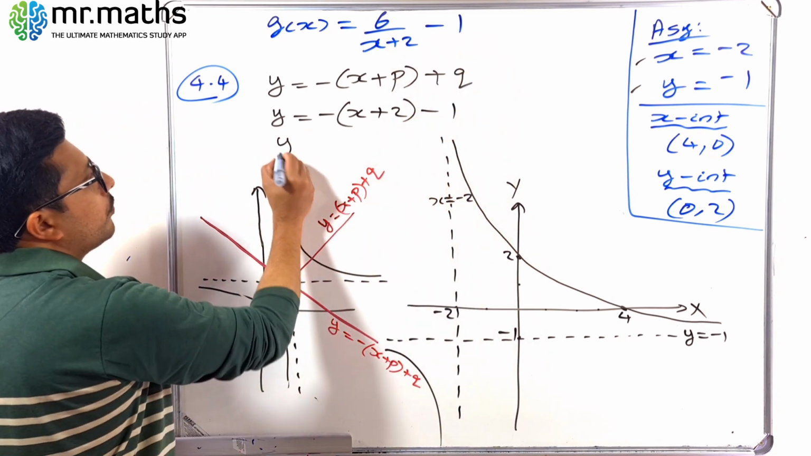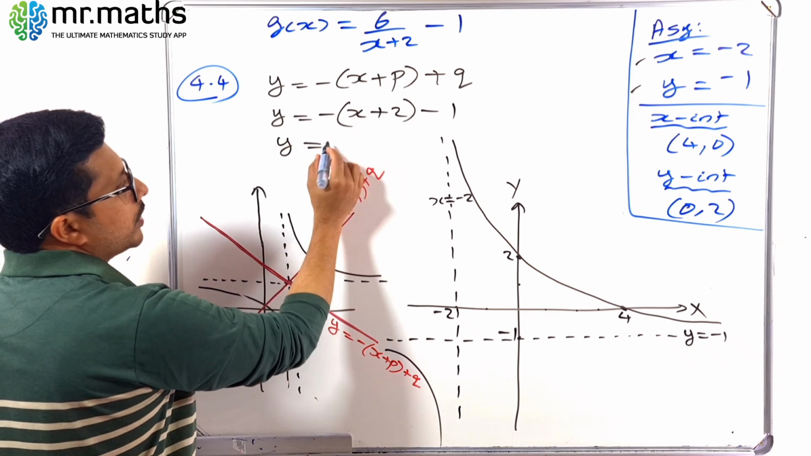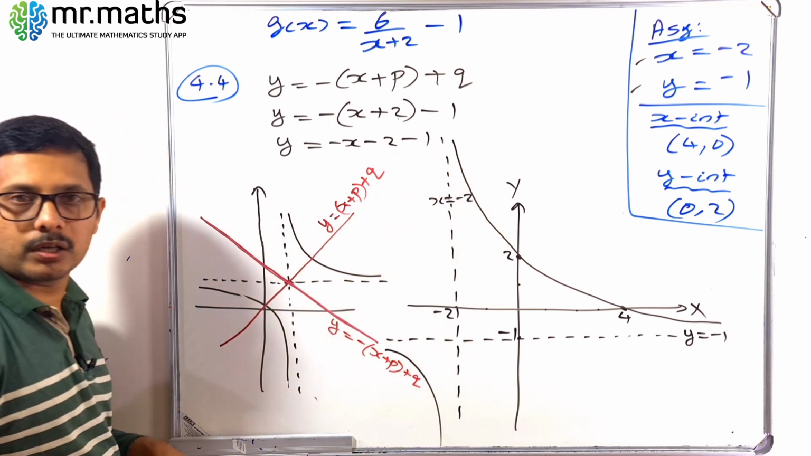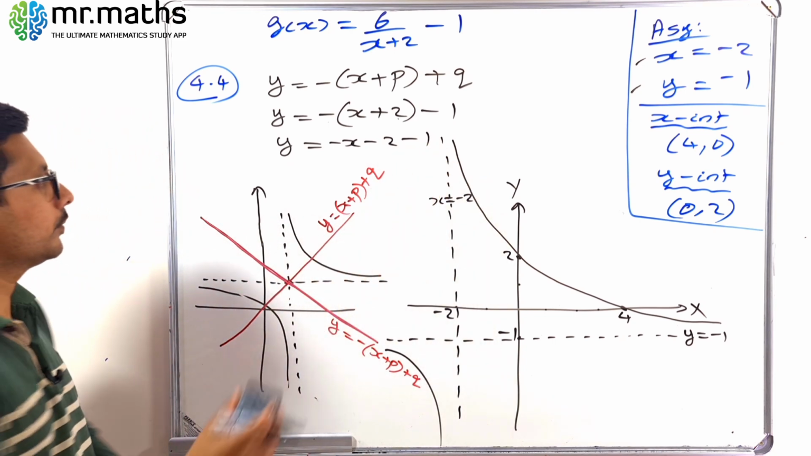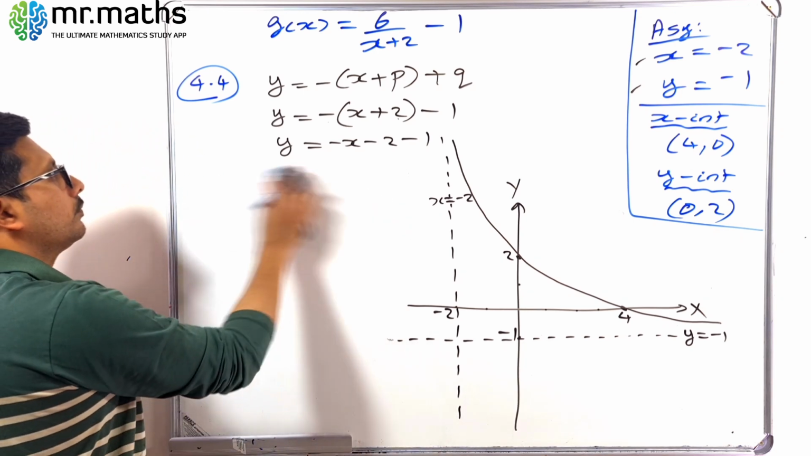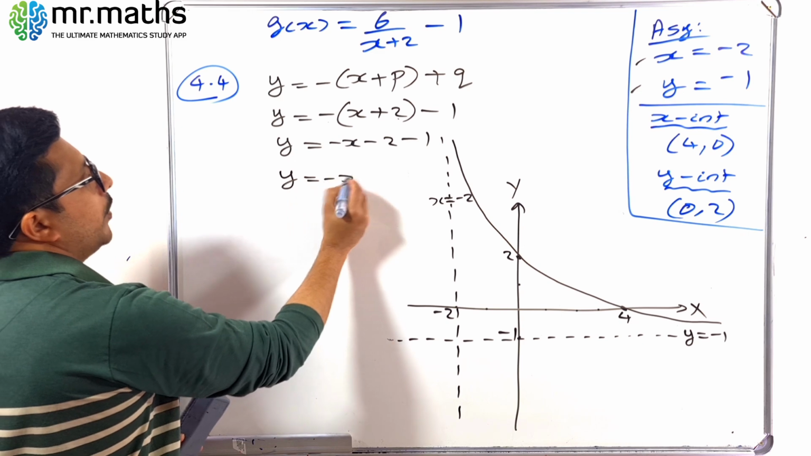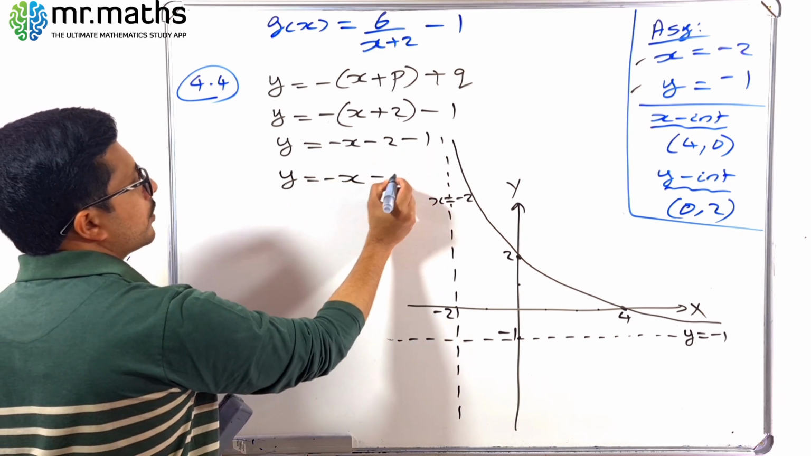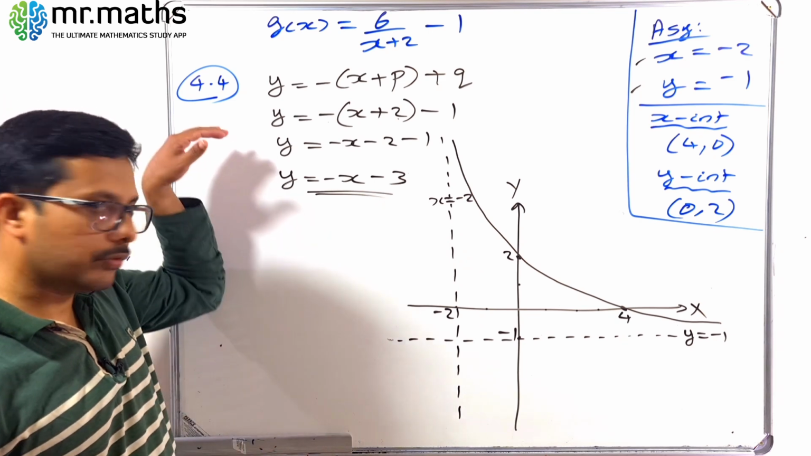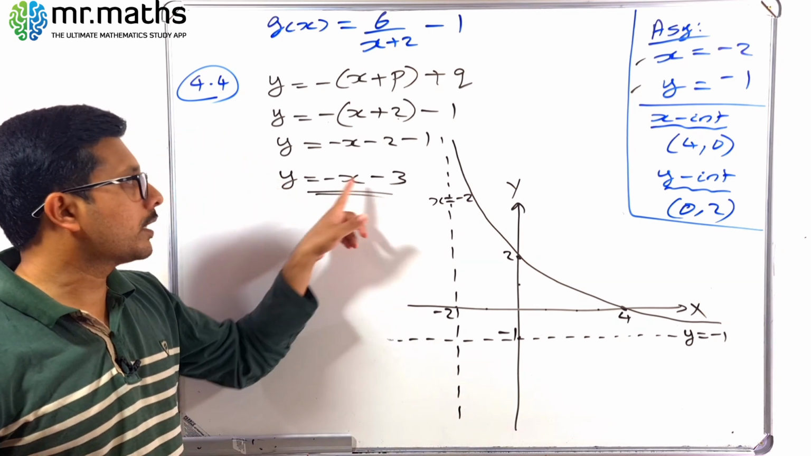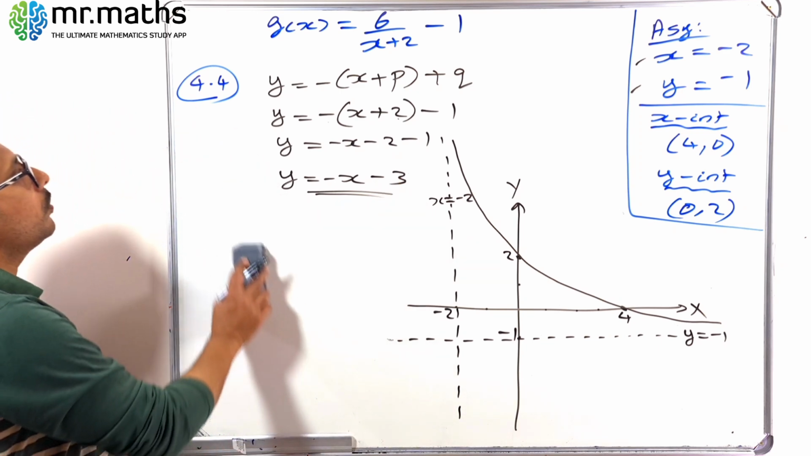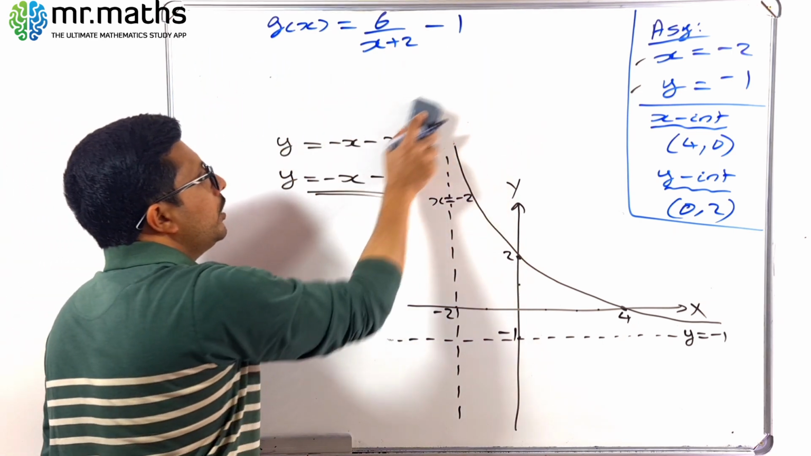Now first we can expand the bracket. Minus into x is minus x, minus into 2 is minus 2, then minus 1. So what is the final answer? y equals minus x, minus 2 minus 1 is minus 3. So the equation of the line of symmetry that has negative gradient is y equals minus x minus 3. So that is question number 4.4. Now let's move to the next question, question number 4.5.